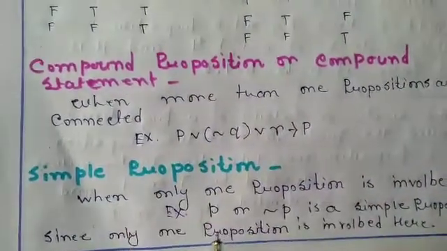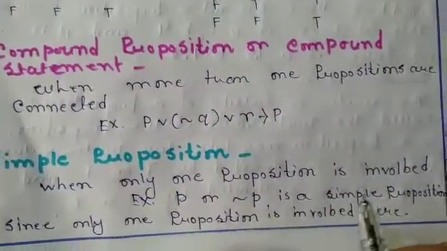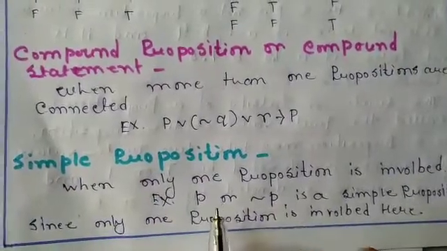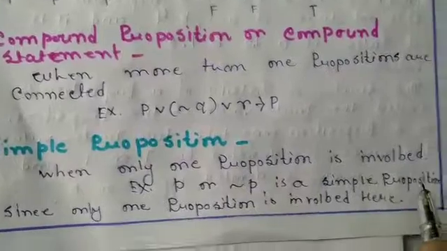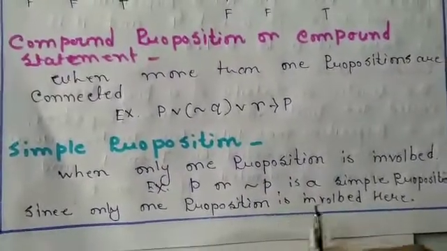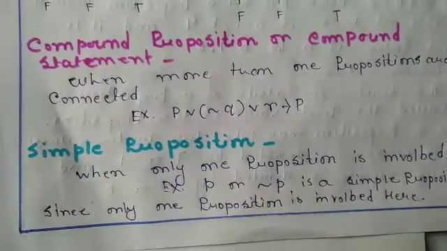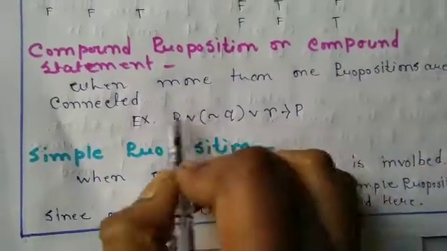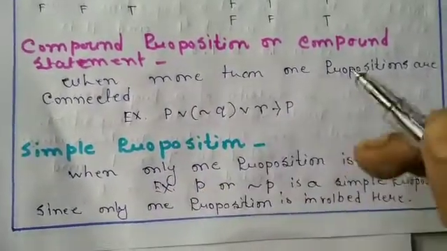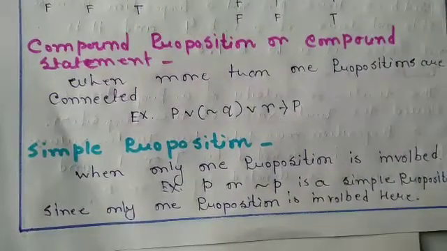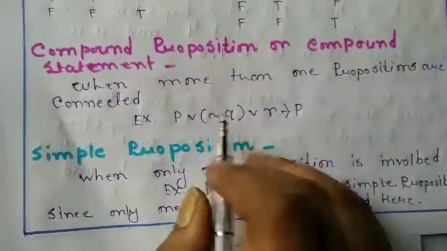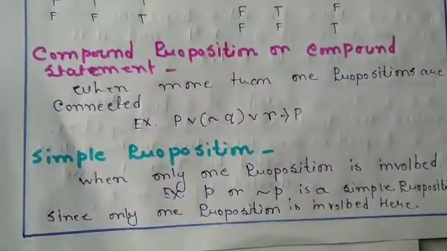And in a simple proposition, only one proposition is involved. For example, P or negation P is a simple proposition, since only one proposition is involved here. So when more than one proposition, meaning P, Q, R, S, are connected, then it is called compound. In propositional logic, most of the time we deal with compound propositions.